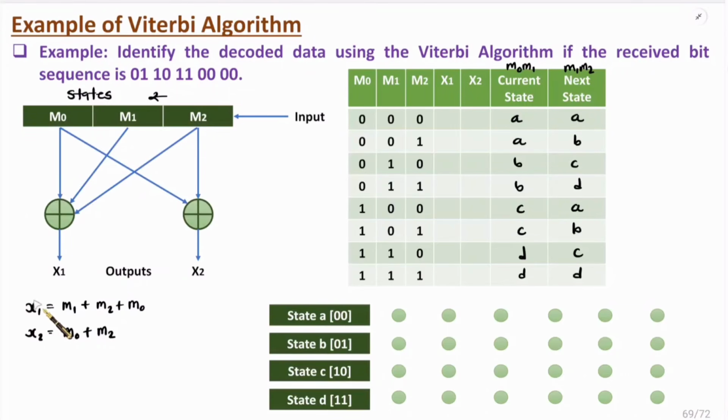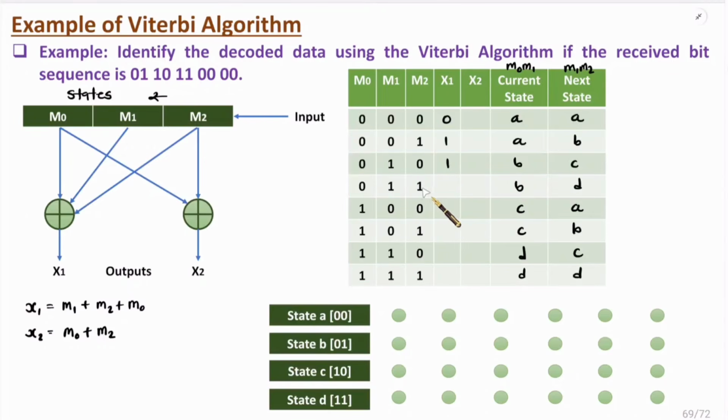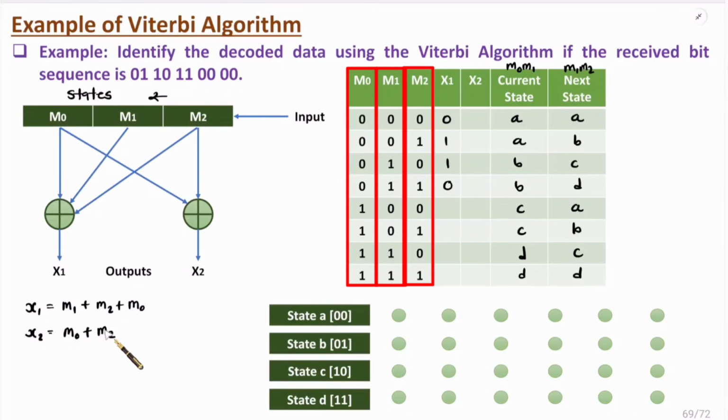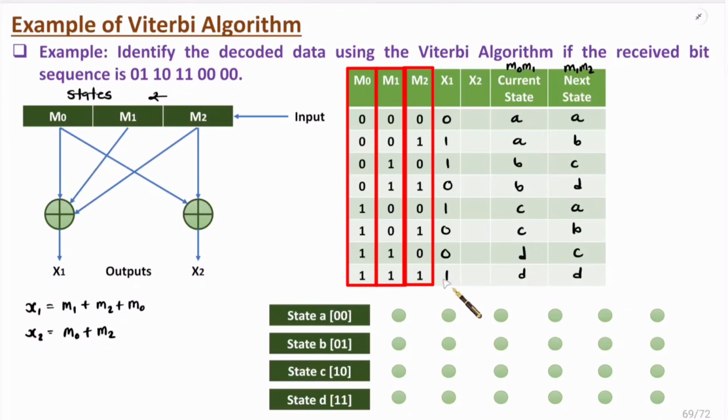You can observe X1, that is addition of M0, M1, and M2. So here X1, that is addition of these 3 bits. So 0, 0, 0, that will be 0, 0, 0, 1, that will be 1, 0, 1, 0, 1, 0, 1, 1, 0. If you have odd number of ones, then output will be 1 with modulo 2 addition, means XOR operation. 1, 0, 0, 1, 1, 0, 1, 2 ones are there. So 0, 1, 1, 0, that will be 0. 111, odd number of ones are there, means output is 1.